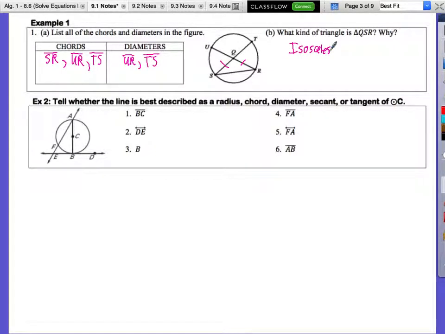It's possible it's acute. We don't actually technically know. I don't know how to spell it. Isosceles.